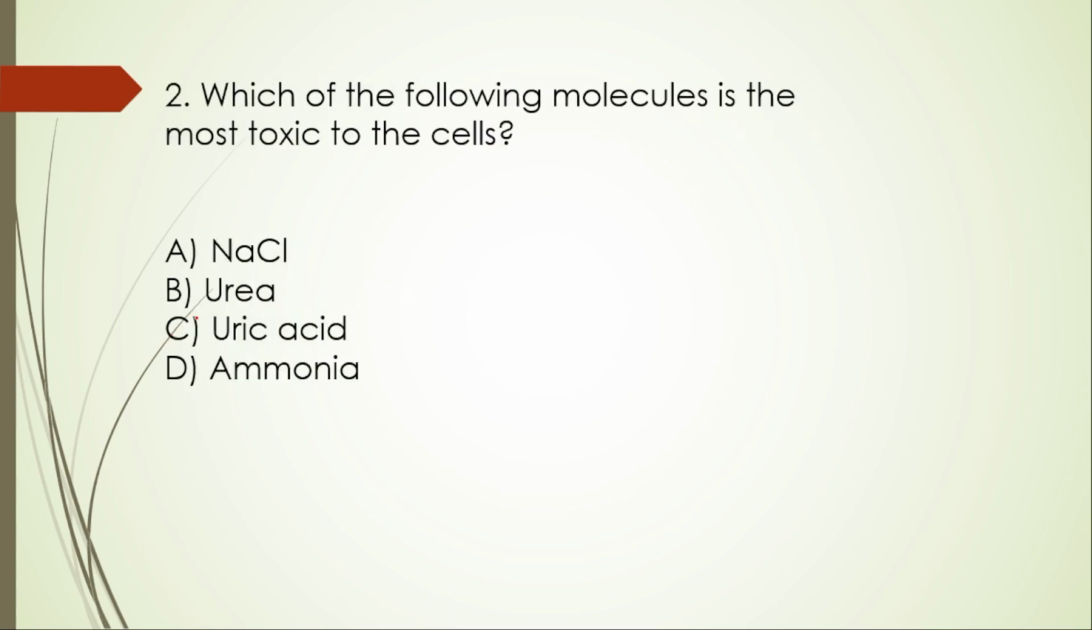Next question, question number 2. Which of the following molecules is the most toxic to the cells? Option A, NaCl, option B, urea, option C, uric acid, option D, ammonia. So here the right option is option D, ammonia. Among the nitrogenous products like ammonia, urea, uric acid and NaCl, ammonia is the most toxic.